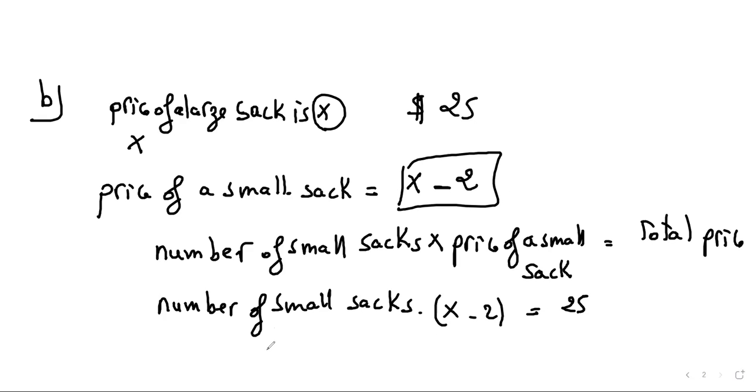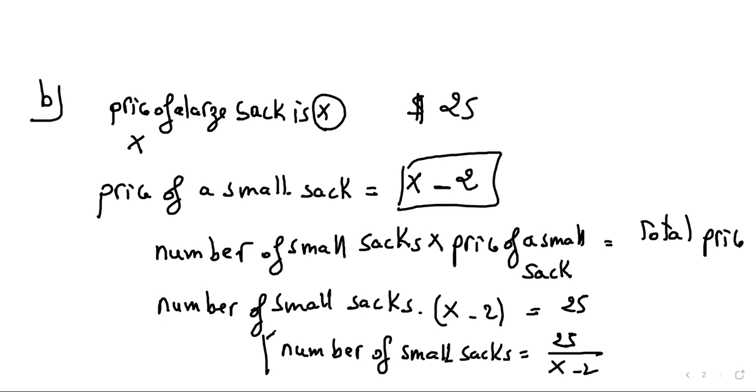Now, it's easy for me to get the number of small sacks. I just need to divide both sides by X minus 2. So the number of small sacks is equal to 25 divided by X minus 2. So this is what we are looking for. I got the formula for the number of small sacks. All right. Now, let's talk about this.